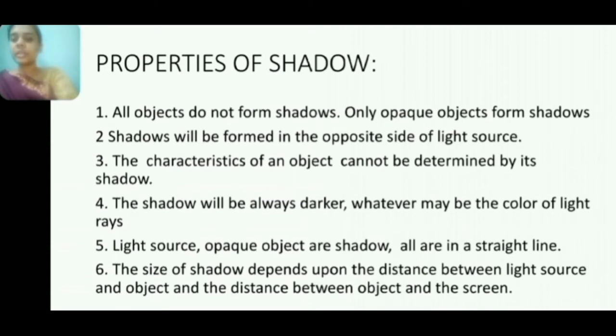For example, the light source, opaque object, and shadow all are in a straight line. The size of the shadow depends upon the distance between the light source and the object and the distance between the object and the screen. I repeat again, the size of the shadow depends on the distance between the light source and the object and the distance between the object and the screen.